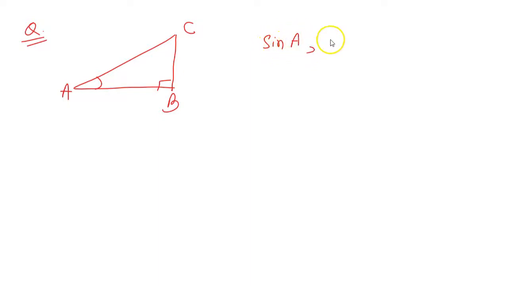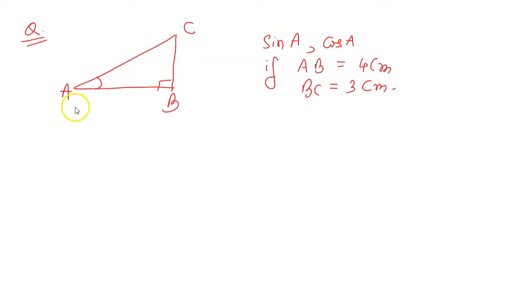So first, let us say we have this triangle, and it is stated that this is a right angle triangle, right angled at B. We wish to find out the value of sine A, cos A, if AB is 4 centimeter and BC is 3 centimeter, right? So what is given here? AB is 4 centimeter, BC is 3 centimeter. So we will use Pythagoras theorem and get AC, right?